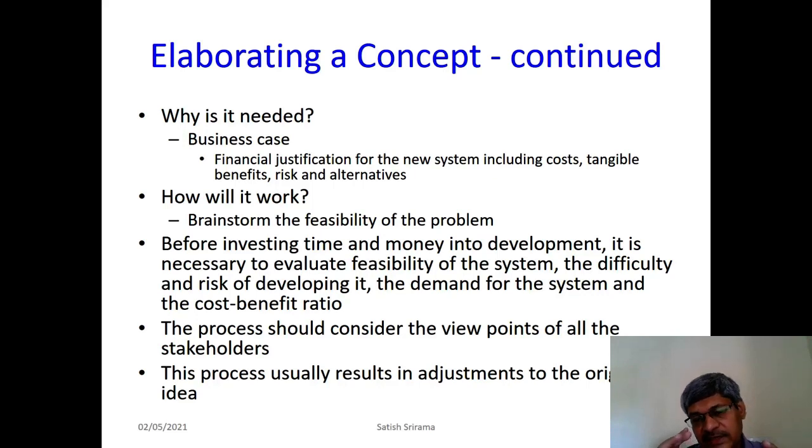In the system conception stage, this process usually results in adjustments. For example, originally you will have a certain system conception, and you will do all these things and try to answer all these questions. Then a lot of changes will be suggested, which means there will be a lot of adjustments to the original idea. So you should be flexible for change at this particular time.